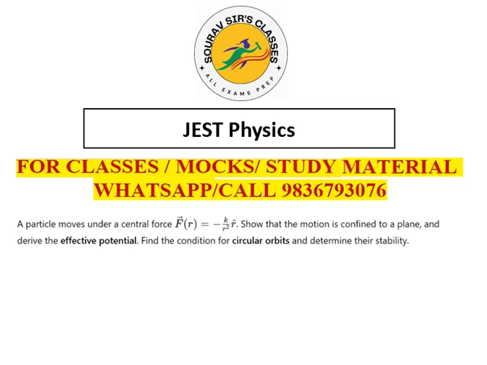Okay, so let's start one of the problems from JEST Physics. The problem states that a particle moves under a central force F(r) given by minus k by r square into r cap. We need to show that the motion is confined to a plane and derive the effective potential, and next is to find the condition for the circular orbits and determine their stability.